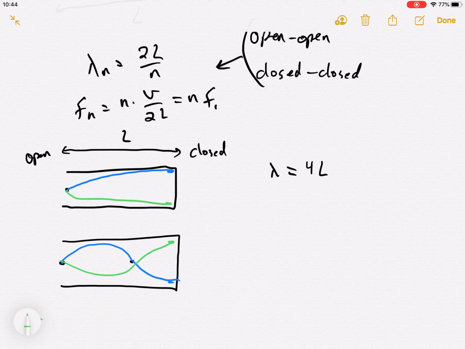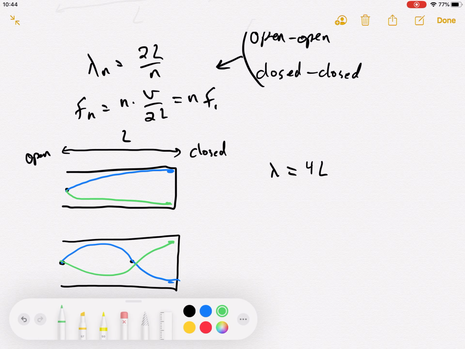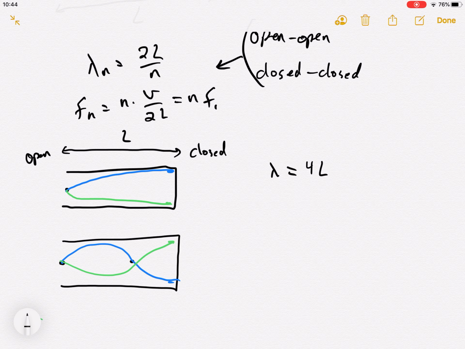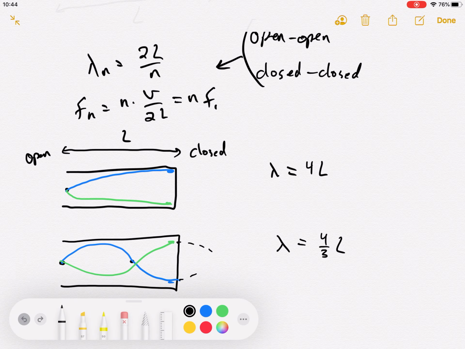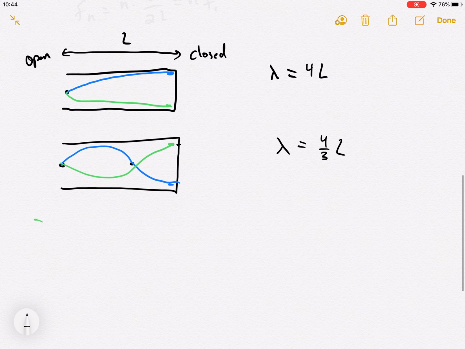Now what do I have in here? That's 3/4 of a full wave, right? So if L equals 3/4 lambda, then lambda equals 4/3 of L, right? And that makes sense. Lambda is just a little longer, right? The rest of it is right here. Okay. Let's do maybe 2 more of these, and then we'll be able to come up with a general rule.